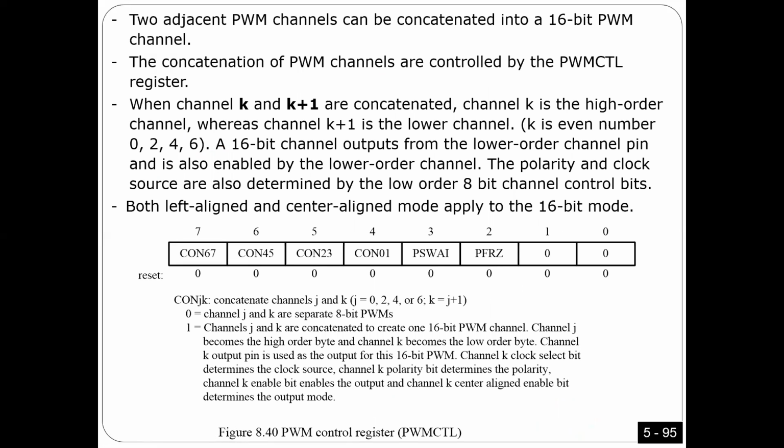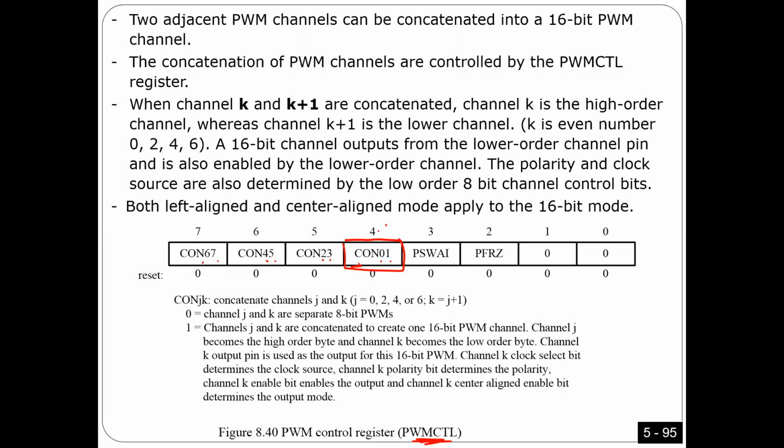How can you concatenate? Very easy, very trivial. Look here, guys. In this register, every two channels have one bit. This one is for channel 0 and channel 1, this one for channel 2 and 3, this one for channel 4 and 5, and this one for channel 6 and 7.